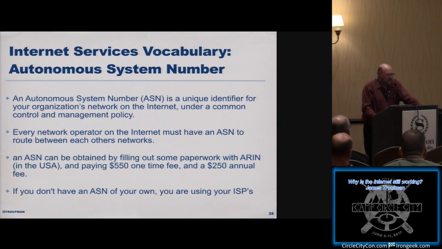So if you're going to be on the internet, and you're going to be routing on the internet, you need an autonomous system number, which is essentially just a unique identifier for your organization on the internet under a common control and management policy. Every network operator has to have an ASN. Now, a lot of folks don't have an ASN. Even reasonably large businesses don't have ASNs, meaning that they're actually using their internet provider's ASN. You can get an ASN pretty easily. It's just some paperwork to fill out, $550 one-time fee, $250 annual fee. So if you don't have an autonomous system number, again, you're using your internet provider. They are routing your traffic to you.